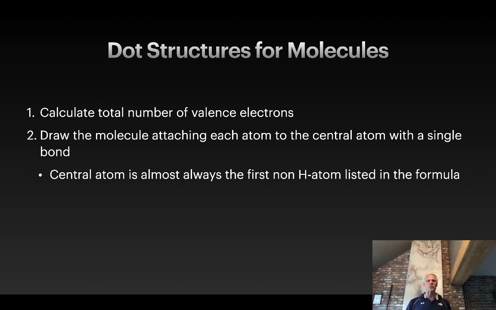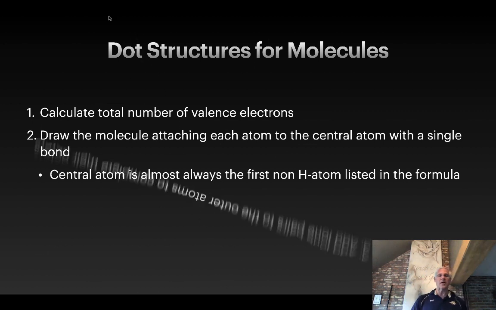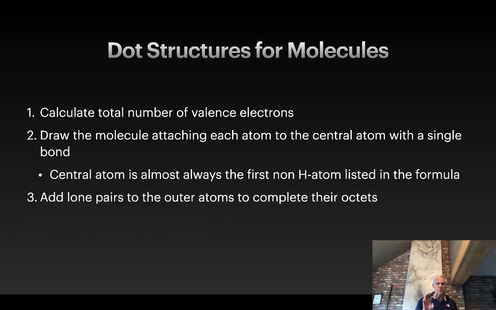The next thing we want to do is draw the molecule, attaching each atom to a single central atom with a single bond. You may ask, what is the central atom going to be? Generally, it's the first non-hydrogen atom listed in the formula. When you look at a chemical formula, if it's written in an accepted manner, then reading left to right, the first atom that is not hydrogen is going to be the atom in the center. So we put that atom in the center and attach all of the other atoms to it with a single bond. The other thing that I didn't put on here is that you do have to keep account of all of the electrons that you've used.